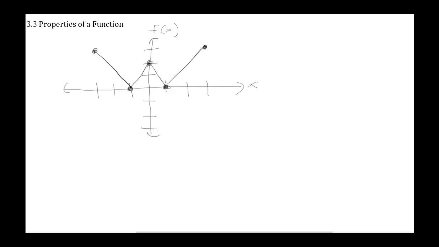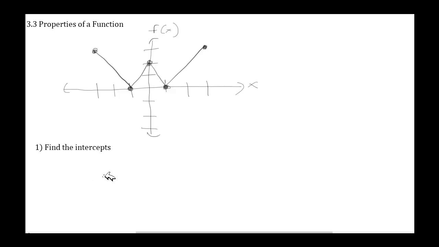Alright, hello everybody, we're in section 3.3 and we're going to look at properties of a function. So here what we're going to do is take this graph, and I'm switching to our function notation. Here I'm using f of x instead of y. So here I have some function of x with respect to x. So let's take a look at some questions.